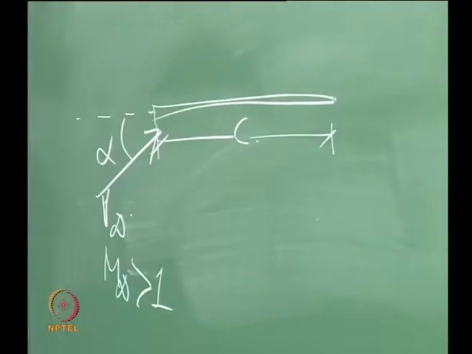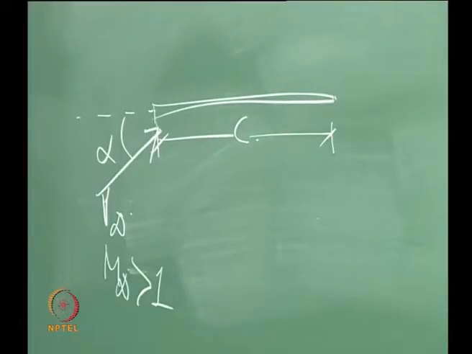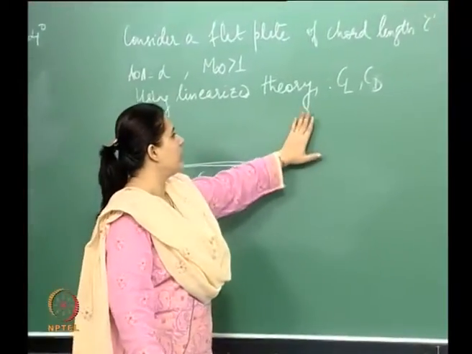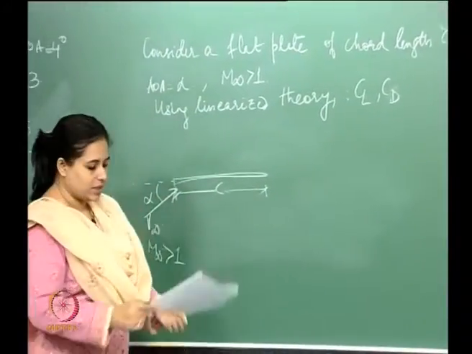A supersonic flow is impinging on this. So, we have a supersonic free stream Mach number. Using linearized theory, we need to calculate CL and CD.